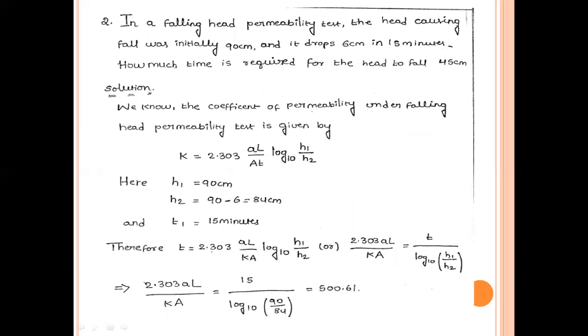Next problem. In a falling head permeability test, the head causing fall was initially 90 centimeters and it dropped 6 centimeters in 15 minutes. How much time is required for the head to fall 45 centimeters? Solution. We know the coefficient of permeability under the falling head permeability test is given by k equals 2.303 AL by A t, log base 10 of H1 by H2.